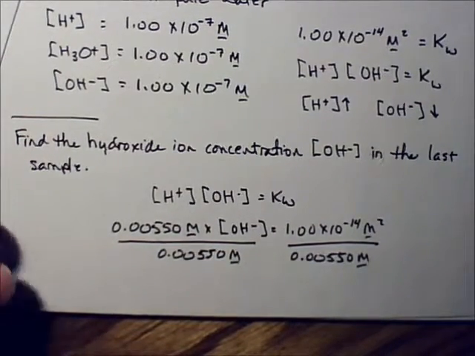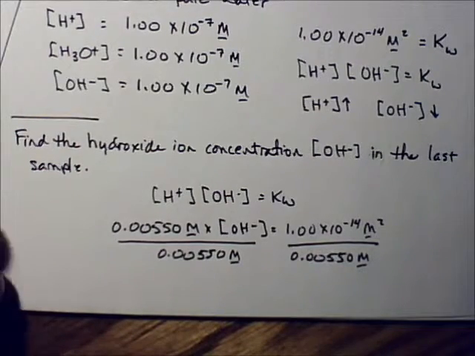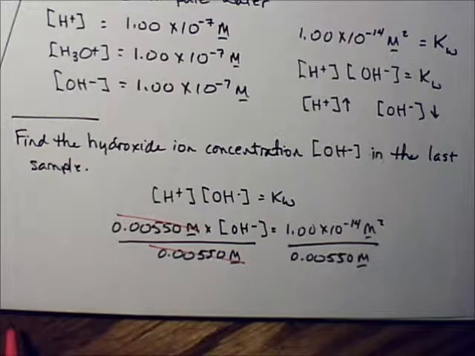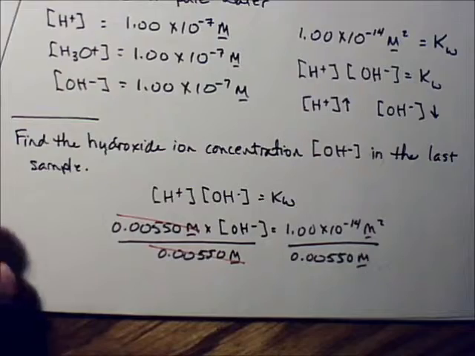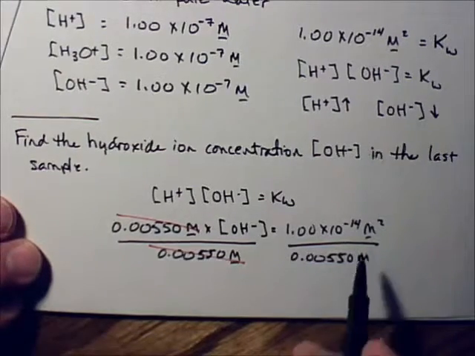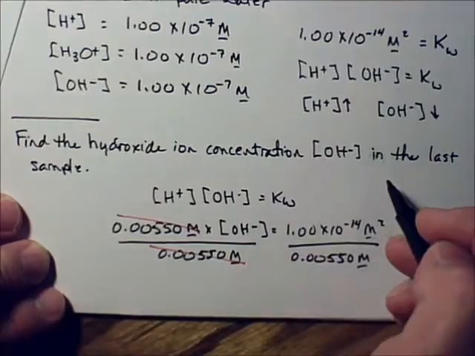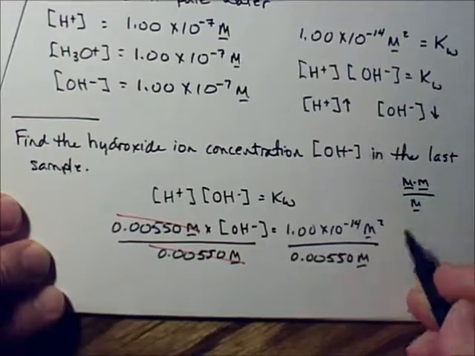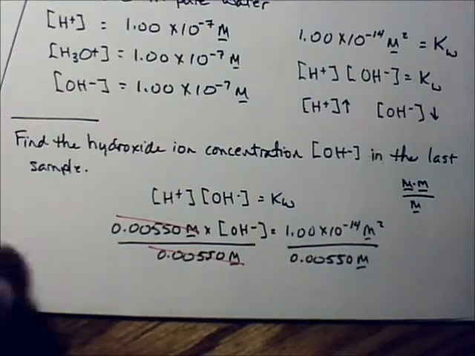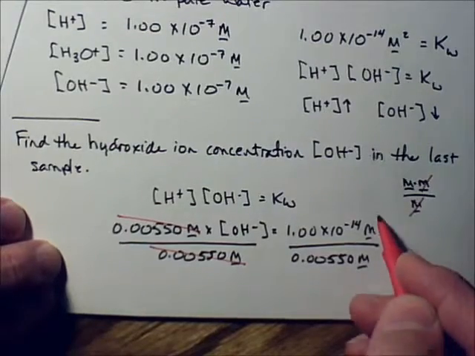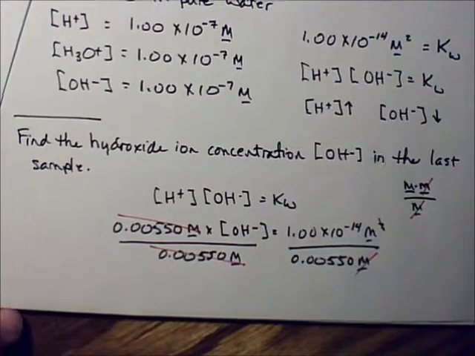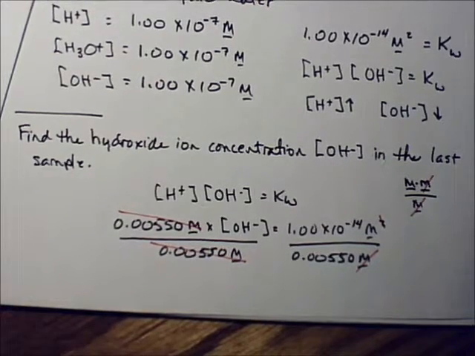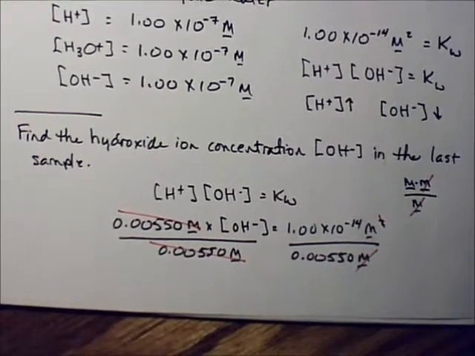Simplify and solve. How do I simplify? That's how I simplify that side. Can I simplify the other side? No? What does molar squared mean? And that's over molar. How do I simplify? Right? So I can do that. So what is the concentration of the hydroxide ion then?